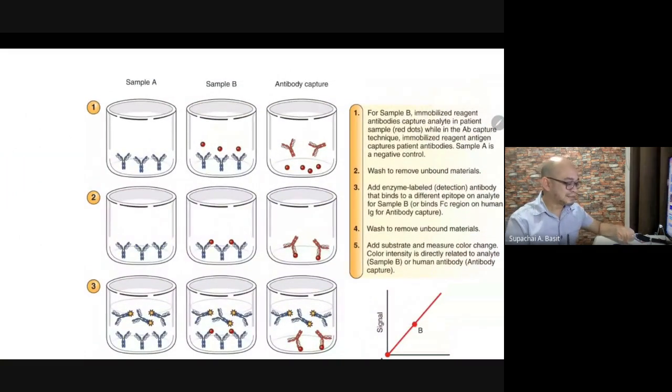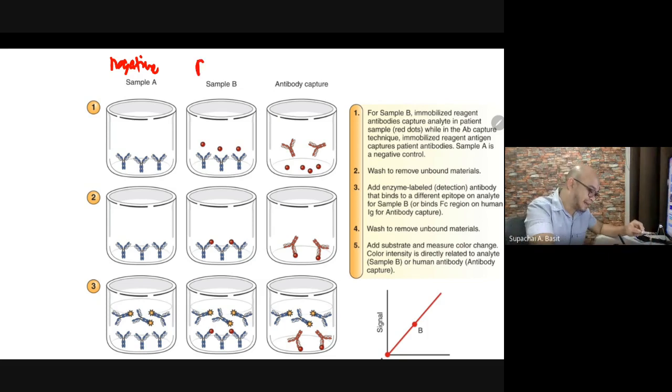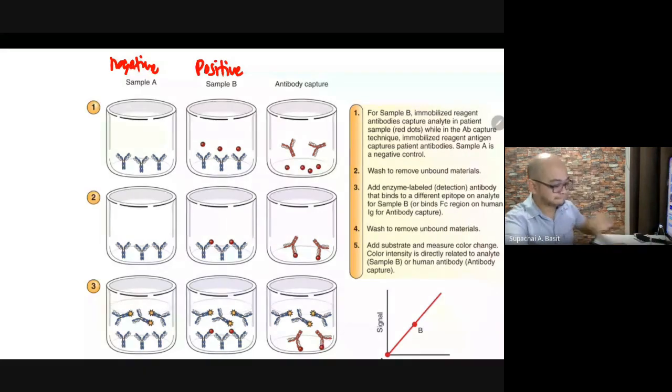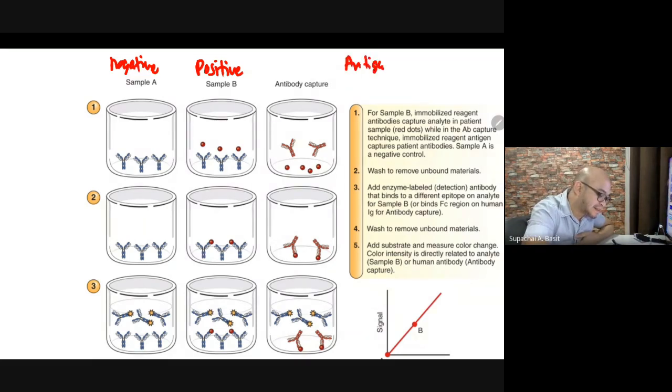Okay, so sample A and sample B. Sample A is negative for analyte, and sample B is positive for analyte. So what will happen here? Let's say, for example, this is the antigen test for COVID using non-competitive ELISA.